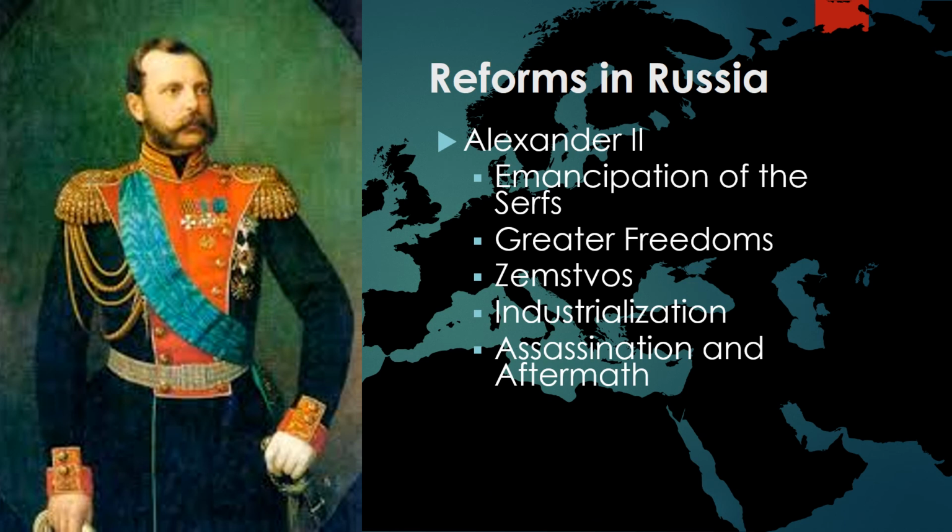And finally, like I said, many were unsatisfied with the reforms of Alexander. A terrorist organization called the Will of the People succeeded and assassinated Alexander in 1881. Subsequent leader, Alexander III, actually reversed many of Alexander's policies, began imprisoning those that were opposed to the regime, and his policies, as well as his successor, Nicholas II, are going to lead to the Russian Revolution of 1905.